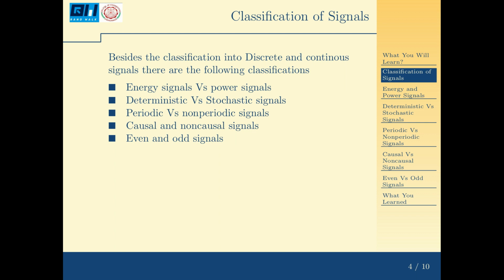Now, besides the broad classification into continuous time signals and discrete time signals, there are further classifications like energy signals versus power signals, deterministic versus random or stochastic signals, periodic versus non-periodic signals, causal versus non-causal signals, even versus odd signals.